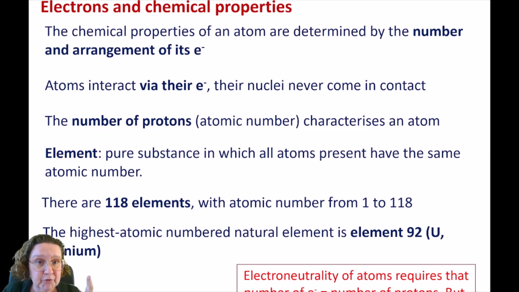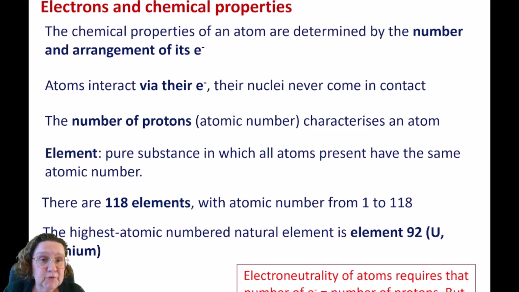Again, the number of protons, what we call the atomic number, characterizes an atom, and we call an atom that has a particular number of protons element X. So as we saw in a previous slide, an atom that has 11 protons, atomic number 11, we give the name sodium.